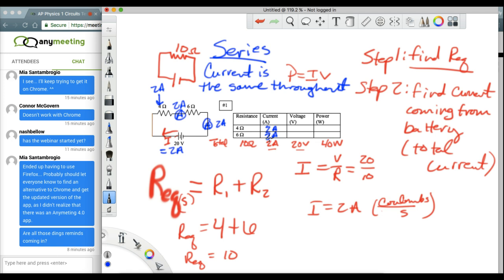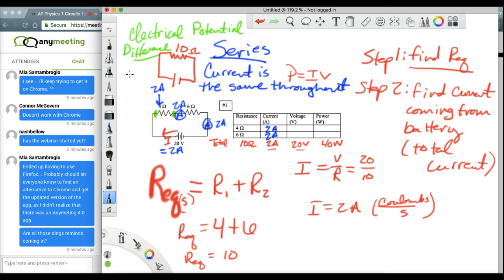Now if I wanted to find the voltage drop across each of my resistors, what is the voltage drop from here to here? The voltage drop is going to be the electrical potential difference.